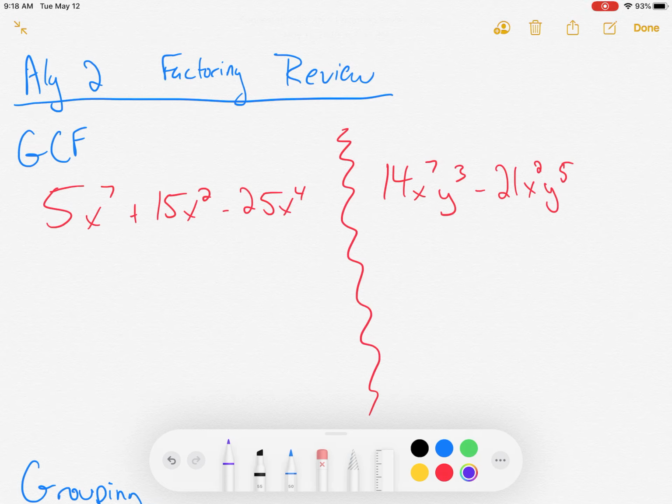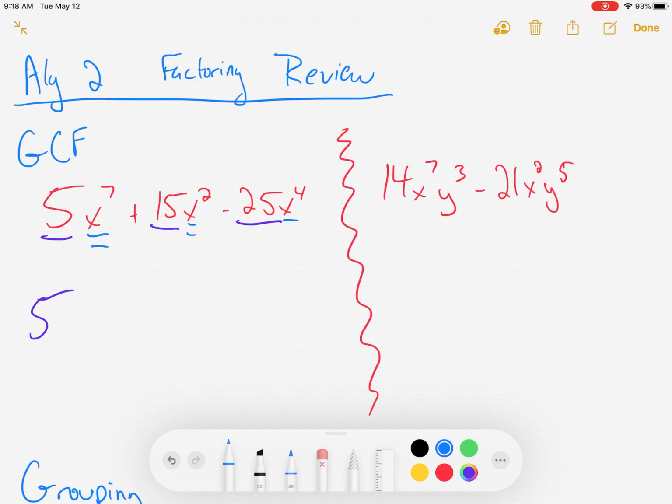So we're going to go through 4 types of factoring today. First is GCF. That stands for greatest common factor. When we're factoring out a GCF, we look for the numbers first. So we're going to say 5, 15, and 25. And you ask yourself, well, what's the highest number that goes into each of those? You should say 5.